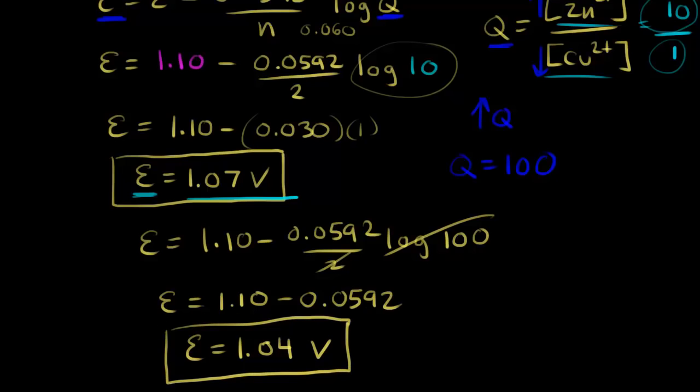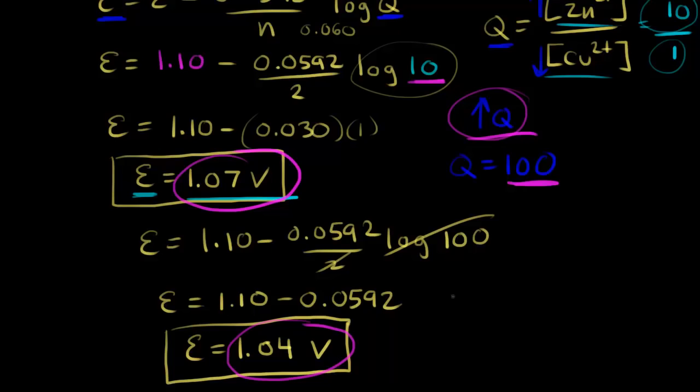So notice what happened to the cell potential. We increased Q. We went from Q is equal to 10 to Q is equal to 100. What happened to the cell potential? The cell potential went from 1.07 volts to 1.04 volts. So as the reaction progresses, Q increases and the instantaneous cell potential, E, decreases. So Q increases and E decreases.